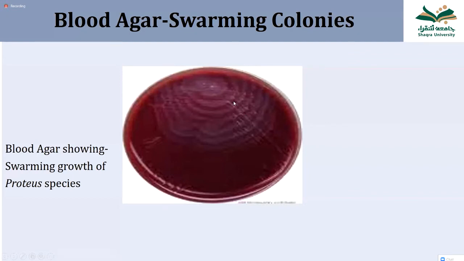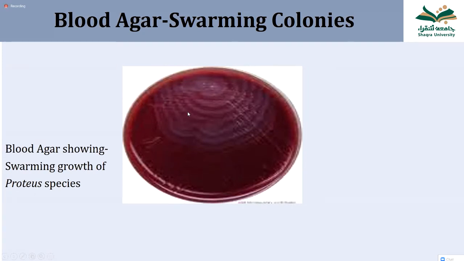Circles. This is circle-like, but this is from a single colony. This is known as swarming growth. These look like the waves of the sea, the ocean. So this kind of growth is known as swarming growth or swarming colonies. This is seen specifically in one bacteria only, and the name of this bacteria is Proteus.